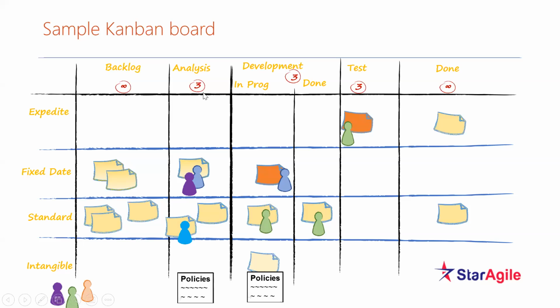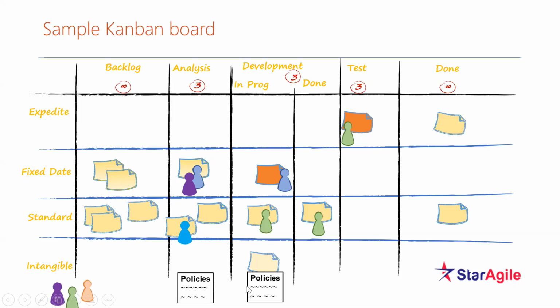So how much capacity do we have here? Three, correct? Yeah, total capacity is three, but used capacity is only two. So we have available capacity of one. Correct, so you can pull one more item here. Okay, so it enables your pull signal. Got it. So the WIP limit enables the pull signal.